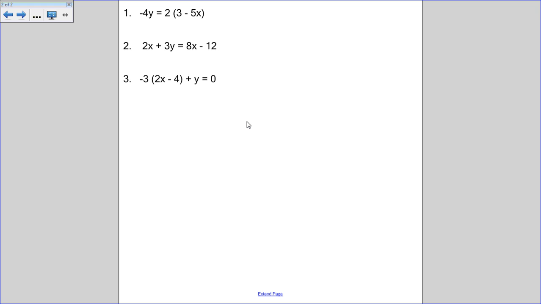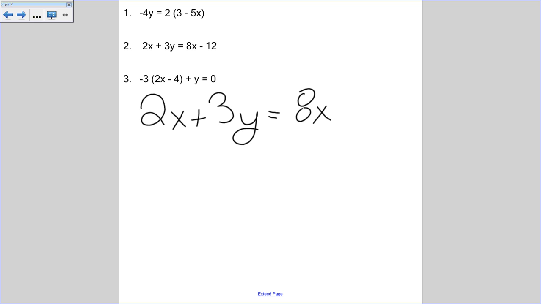Okay, this time I'm going to have you guys guide me through it. What do you think I should do? Number 2 says 2x plus 3y equals 8x minus 12. What do you think we do first? I don't see parentheses. Are there like terms? Well, I see a 2x and an 8x that can go together. How do we get them there? That's right, it's added on this side, so we need to subtract 2x from both sides, okay?